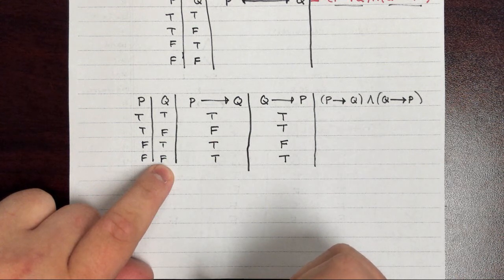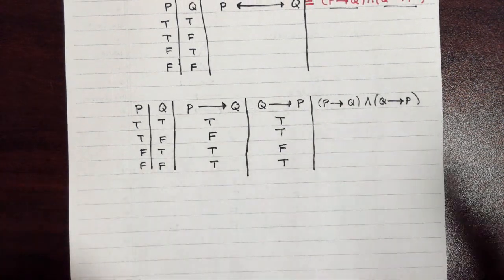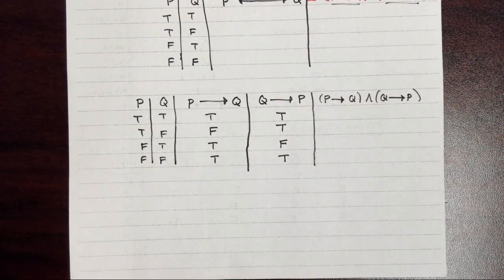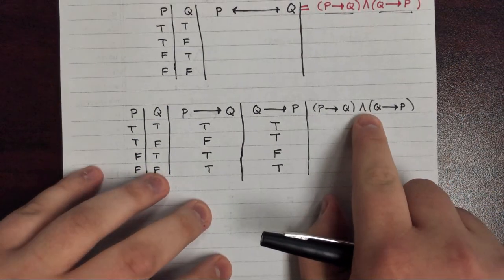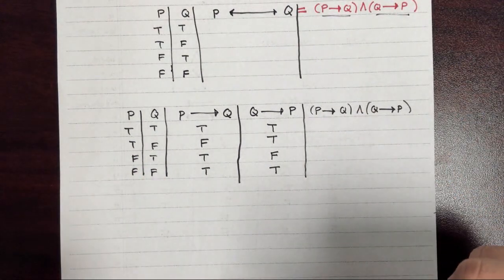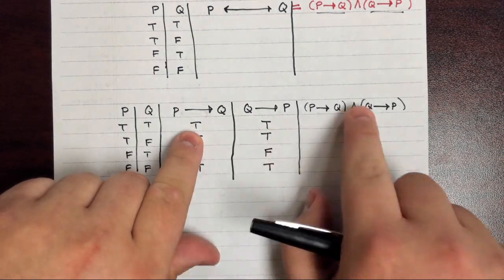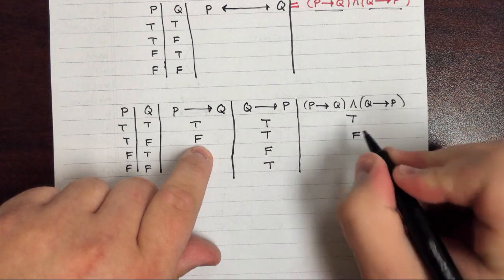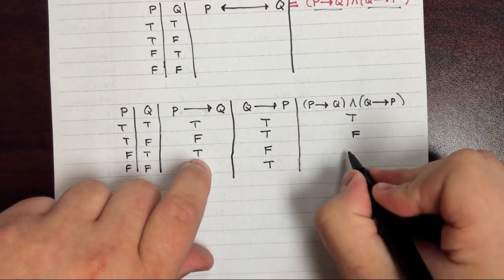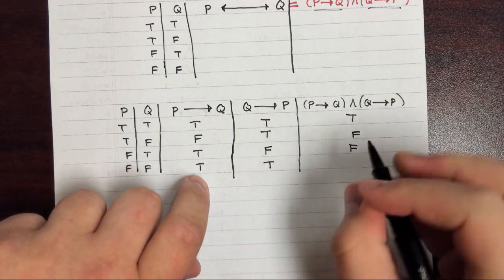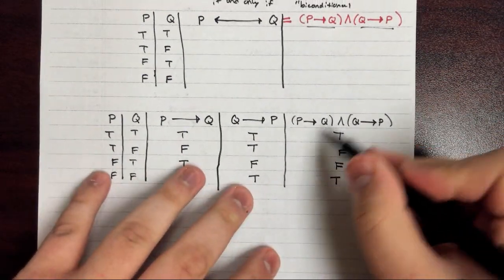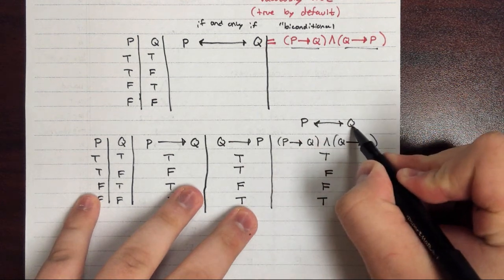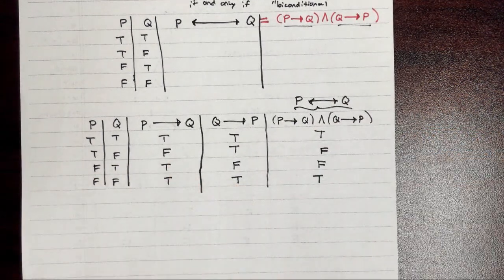So for an implication, if the first part is false, whatever comes after, that means the implication itself is vacuously true. For an and, we said both of them have to be true. So both are true, this is true. Only one of them is true, so that's false. Only one of them is true, so that's false. But then both are true down here, so that's true. So these are the truth values for a biconditional, if and only if, statement. True, false, false, true.